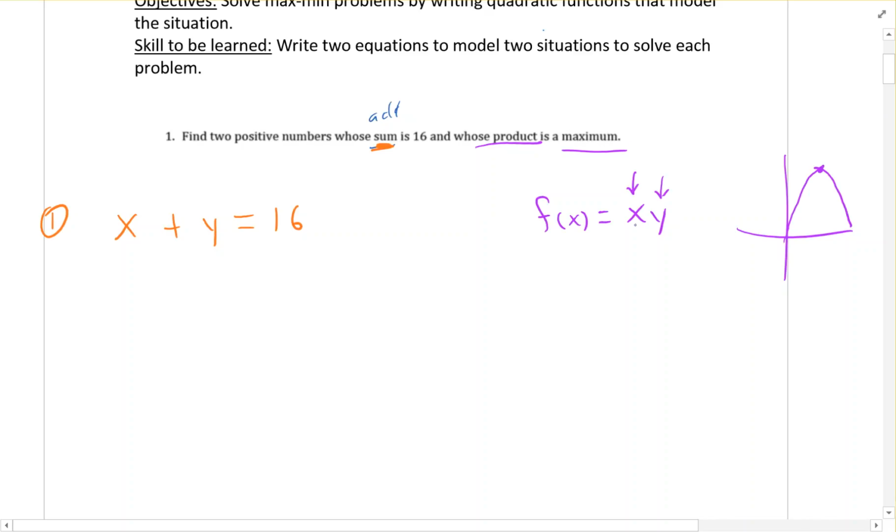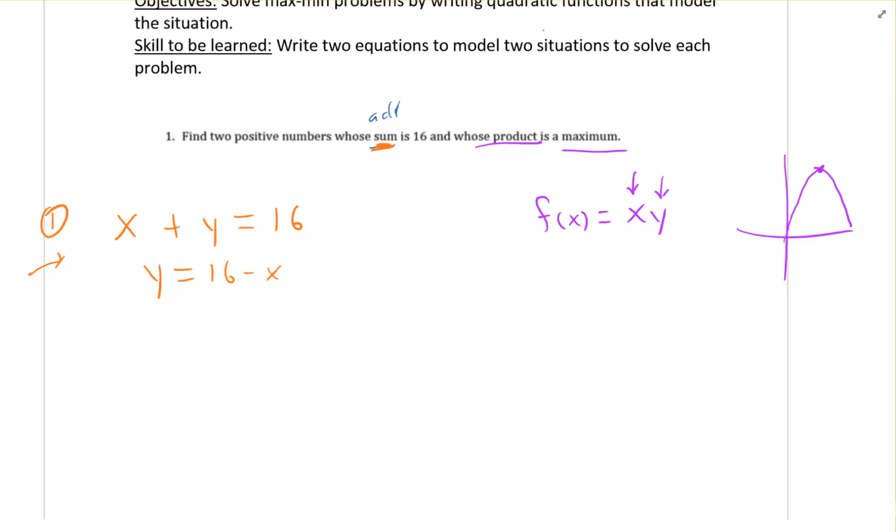But this isn't quite written in a form that we like yet, right? Because it has an x and a y. We don't really know how to graph that. You can't really put that in your calculator that nicely. So that brings us back over to this equation. We need to rearrange this so that it says something in terms of x. What I mean by that is let's rewrite this with y is equal to, and if we subtract x from both sides, we get 16 minus x. So now I know that y is equal to 16 minus x.